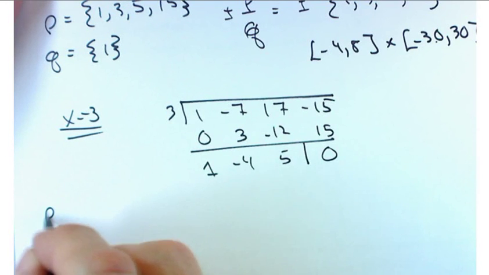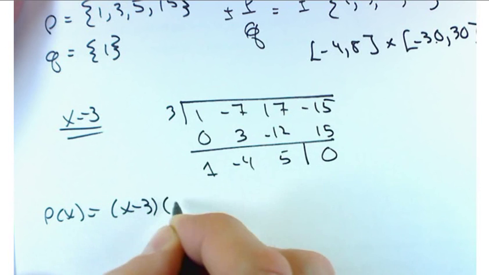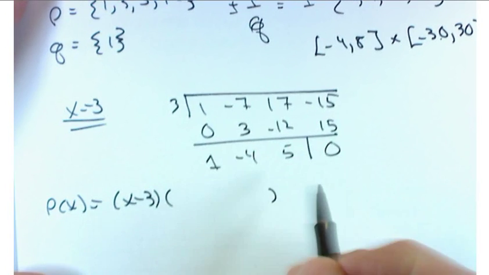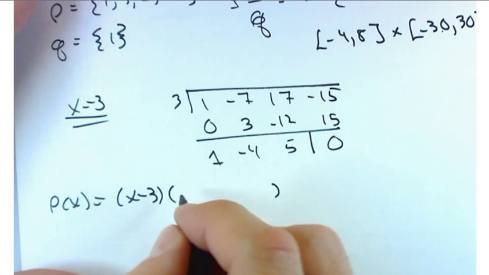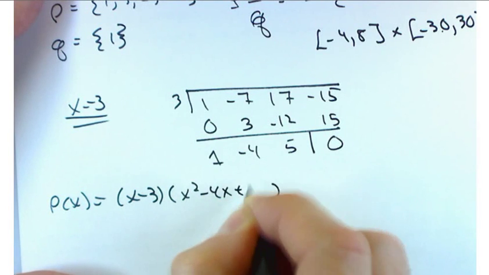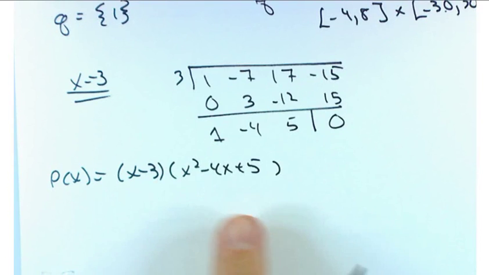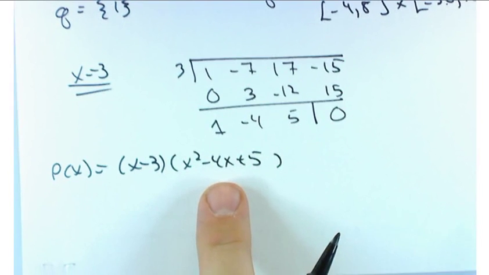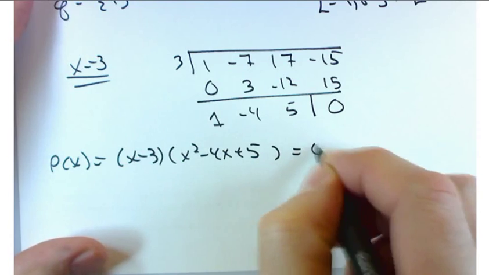So what's that tell me about P of x? P of x can be written as x minus 3 times what else? Yeah, thank you. X squared minus 4x plus 5. Lucas, I'm tempted to ask you how that factors, but it doesn't. All right. So I need to continue finding where this equals 0.